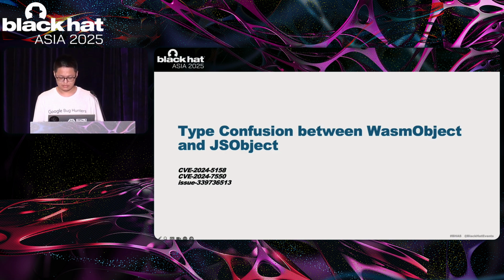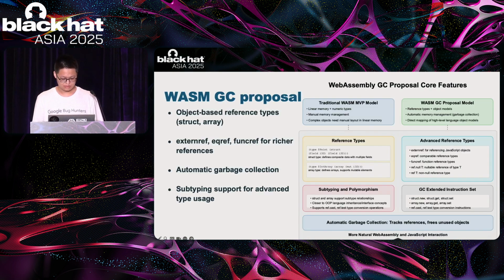But firstly, let's explore the WebAssembly GC proposal, a key background concept for understanding these vulnerabilities. This diagram compares two WebAssembly models: the traditional MVP model with its linear memory management and only numeric types, while the new GC proposal introduced object models, struct and array types, and automatic garbage collection, which simplifies development but creates new security risks when interacting with JavaScript.